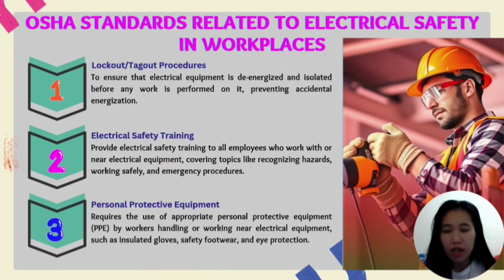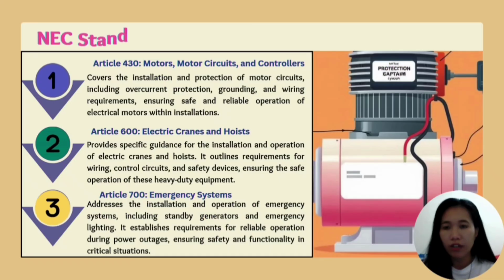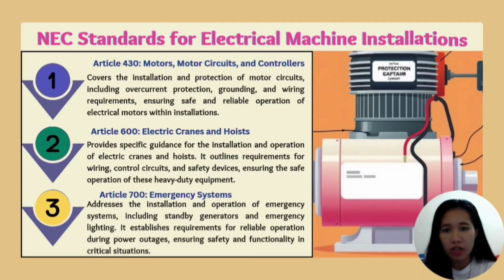Number three is personal protective equipment. It requires the use of appropriate personal protective equipment (PPE) by workers handling or working near electrical equipment, such as insulated gloves, safety footwear, and eye protection. Okay, for NEC standards for electrical machine installation, number one is Article 430, which talks about motor circuits and controllers. It covers the installation and protection of motor circuits, including overcurrent protection, grounding, and wiring requirements, ensuring safe and reliable operation of electrical motors within installations.